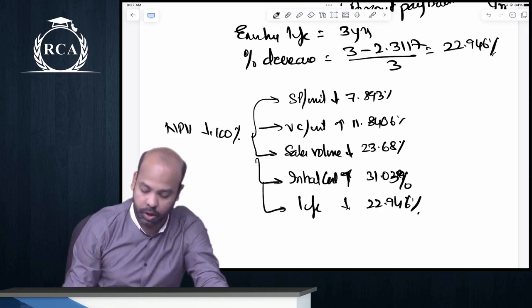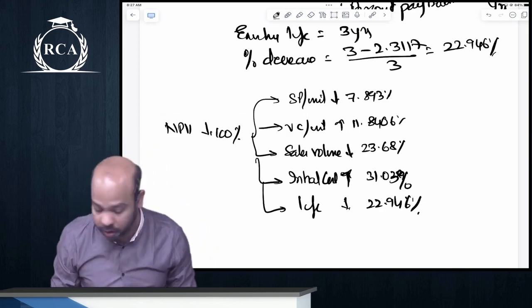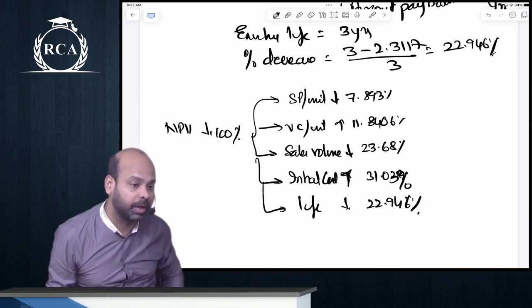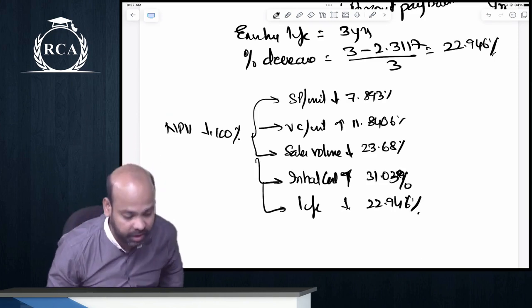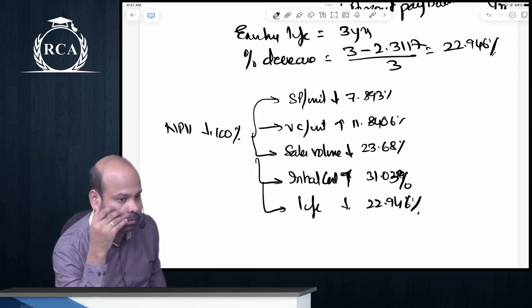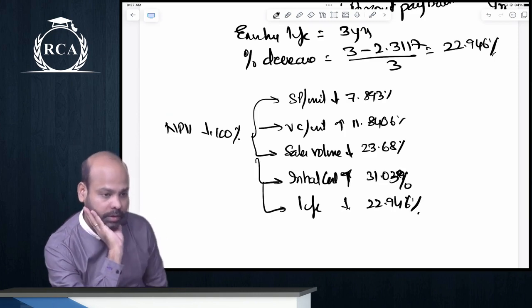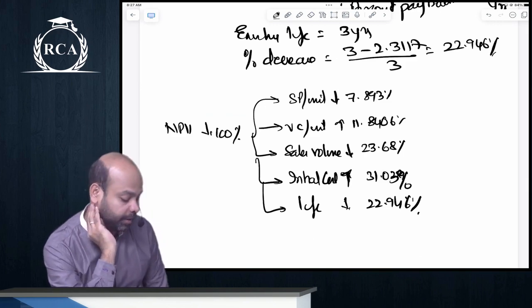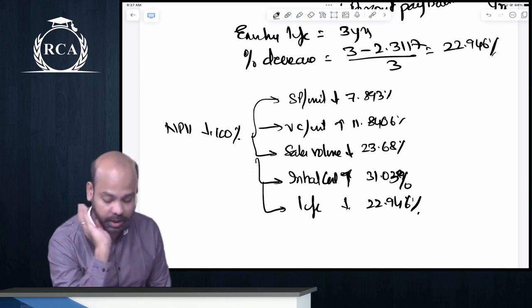22.946%. Once you write this beta, write the conclusion that it is selling price per unit that is causing the highest impact beta on NPV. Therefore, NPV is most sensitive to changes in selling price. लिख लो ना फिर भी. Write this beta and then write the conclusion that NPV is most sensitive to changes in selling price.